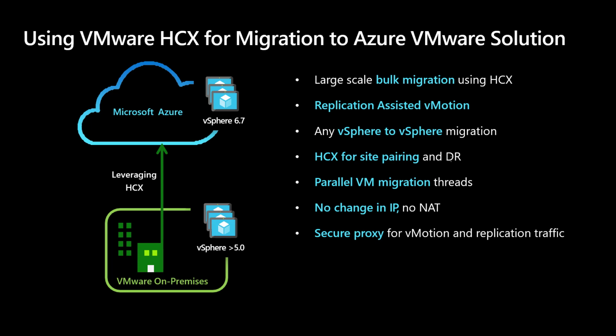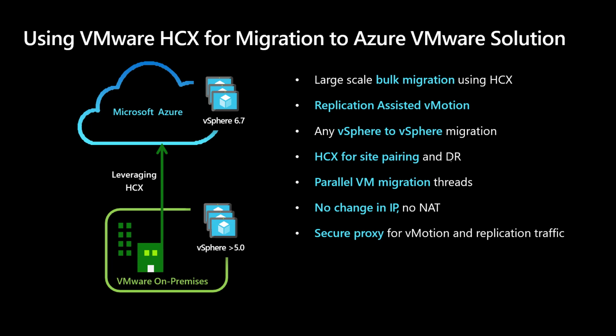HCX also supports any vSphere to vSphere migration pattern, which adds extra functionality. It's not just a migration pattern into Azure. It's really sort of the Swiss Army knife of the VMware environment related to migrations. HCX can be part of a site pairing and DR, which means high availability will follow your app around, regardless of any disasters, user errors, or equipment failure.